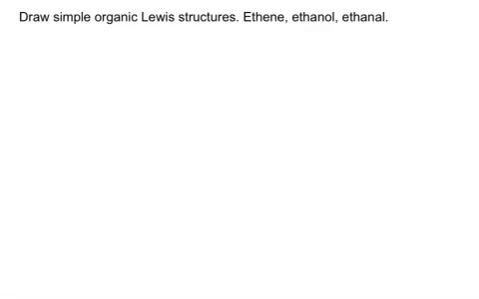Today we're going to draw some simple organic Lewis structures. We're going to be doing ones that each have two carbons: ethene, ethanol, and ethanal. And the "eth" tells us that there's two carbons present. To start with, ethene, which has a formula of C2H4.